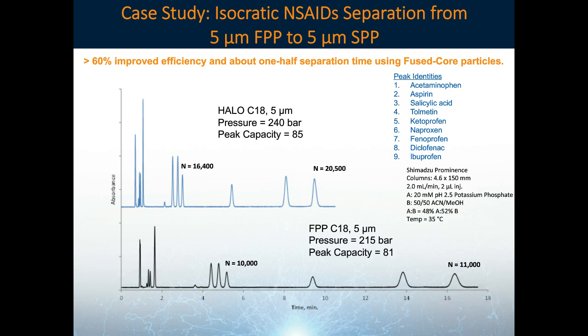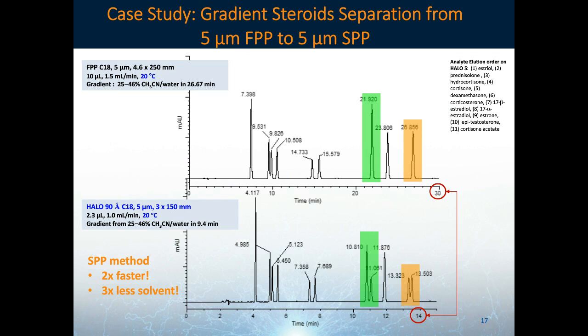And this next example is a case study using 11 steroids under gradient conditions, going from a 5 micron FPP column to a 5 micron SPP column. So the top trace is using the 5 micron FPP column in 4.6 by 250 millimeter dimension. And what you can see is coelution of peaks 7 and 8, and then coelution of peaks 10 and 11, highlighted in green and orange.